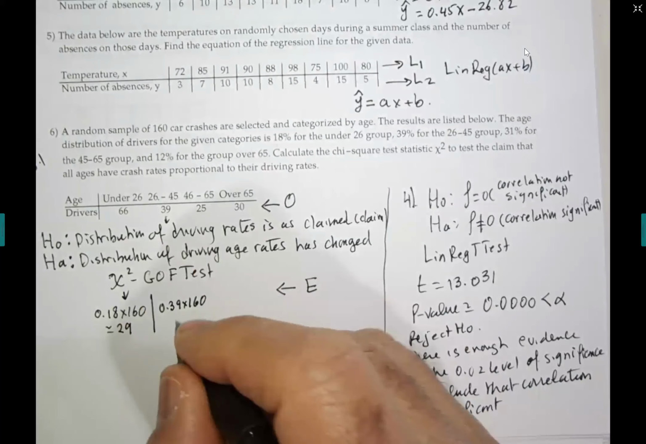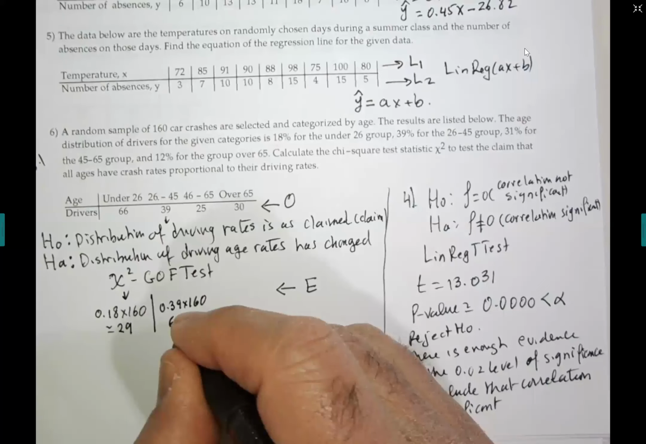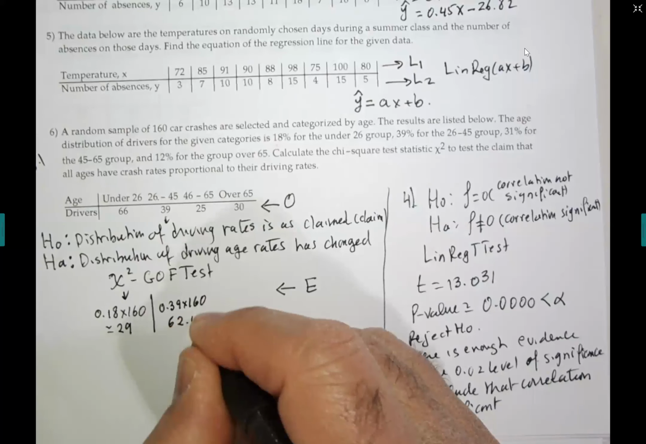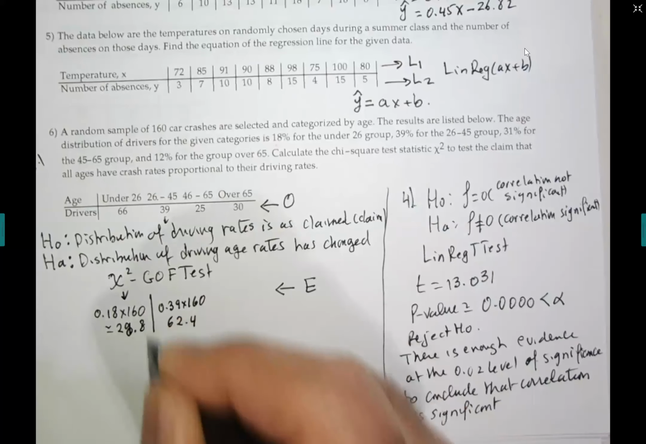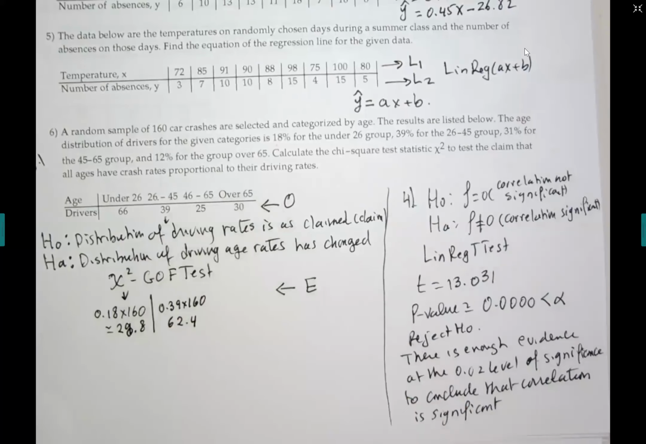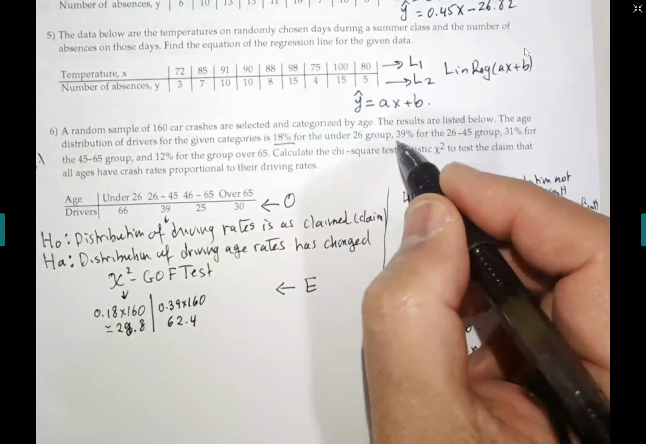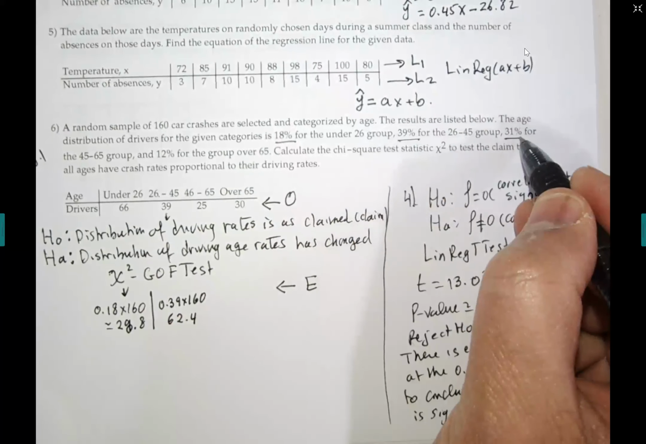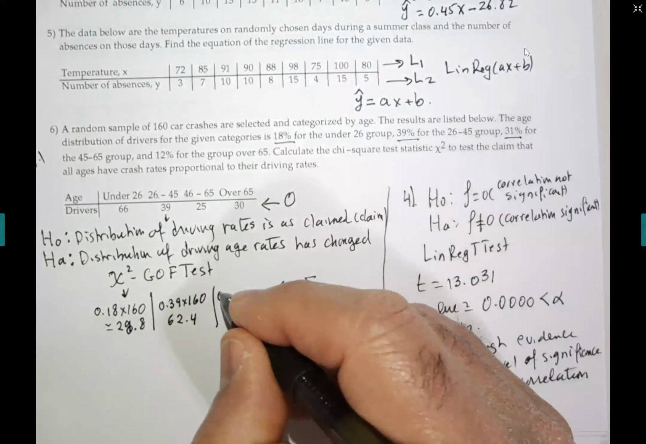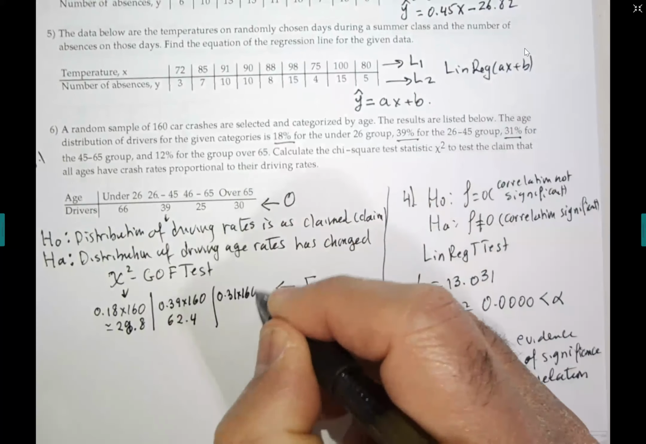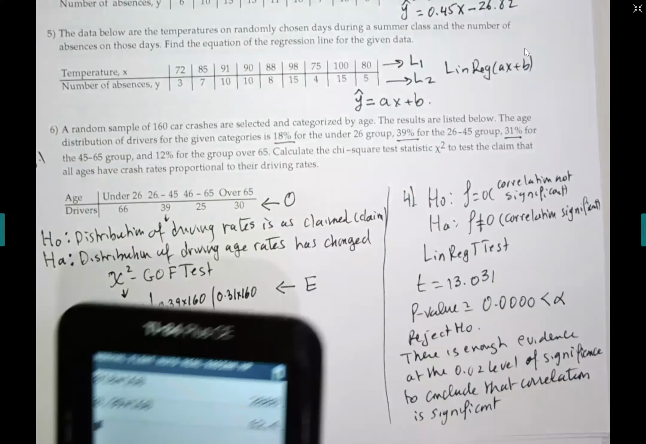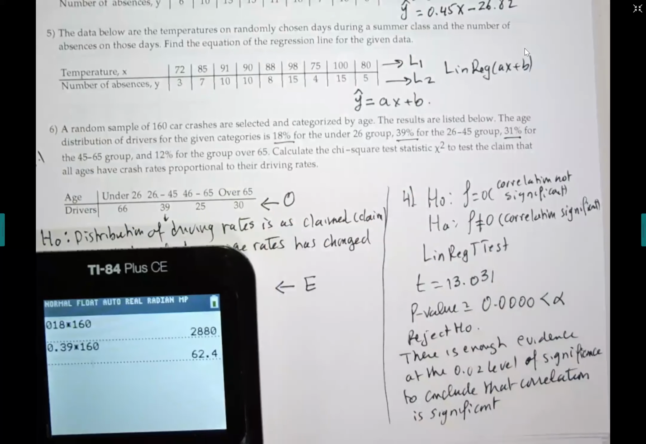62.4, I'm just going to leave it as 62. You know what, I'll just do 62.4 and 28.8 since we're using technology, so it doesn't really matter. Okay, for ages 46 to 65, if you're wondering where I'm getting the percents from, guys, 31% now, which is 0.31 times 160. And this is 0.31 times 160. I got 49.6, guys.